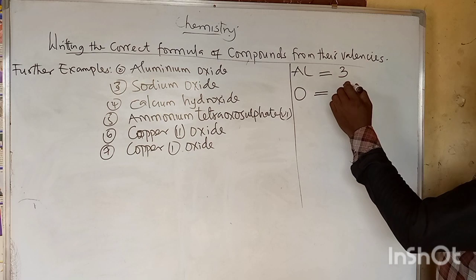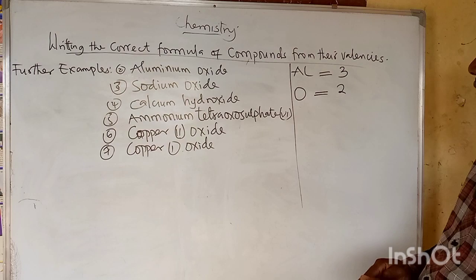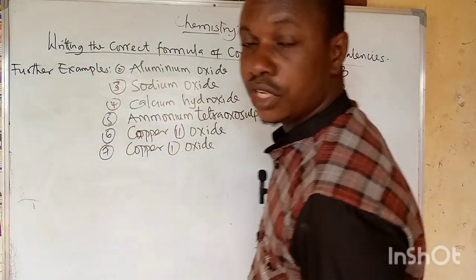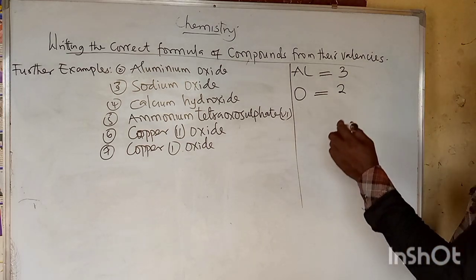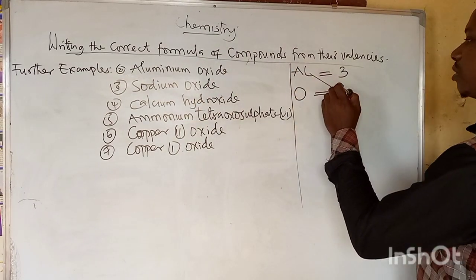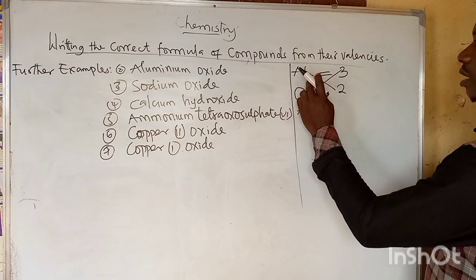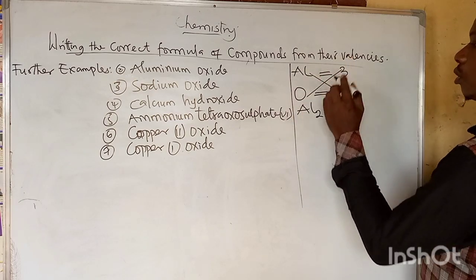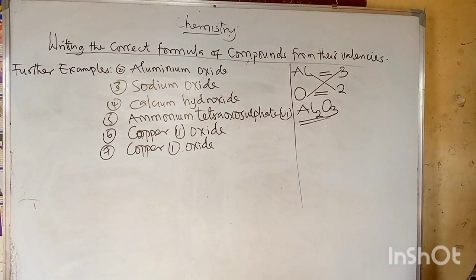So aluminium oxide, the valency of aluminium is 3. The valency of oxygen is 2. Don't forget, we learned this previously, how we get their respective valencies. If you missed it, check the video there in the channel. Okay, so if you watched that very well, you see that they will exchange their valency. This one will take the valency of this one, and this one will take the valency of this one. So the formula becomes Al2O3.